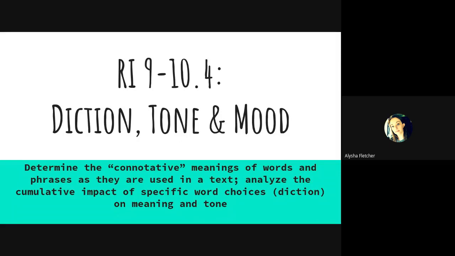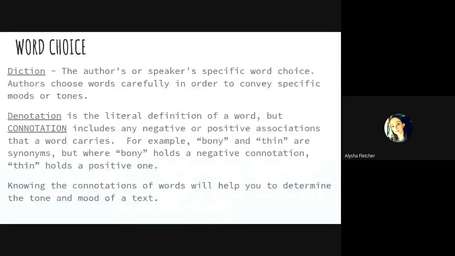So word choice is just diction, the author's or speaker's specific word choice. Authors choose words carefully in order to convey specific moods or tones. So they're not just writing whatever word pops into their head. They are very intentional about the words they choose to use.